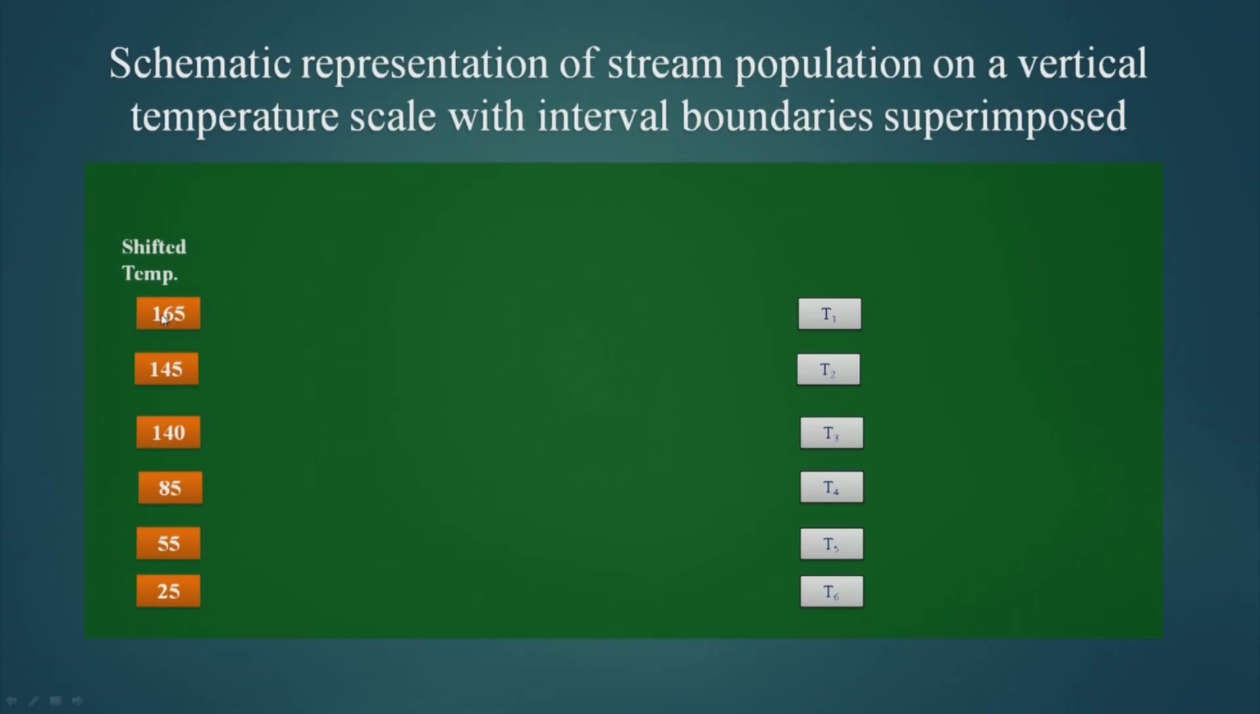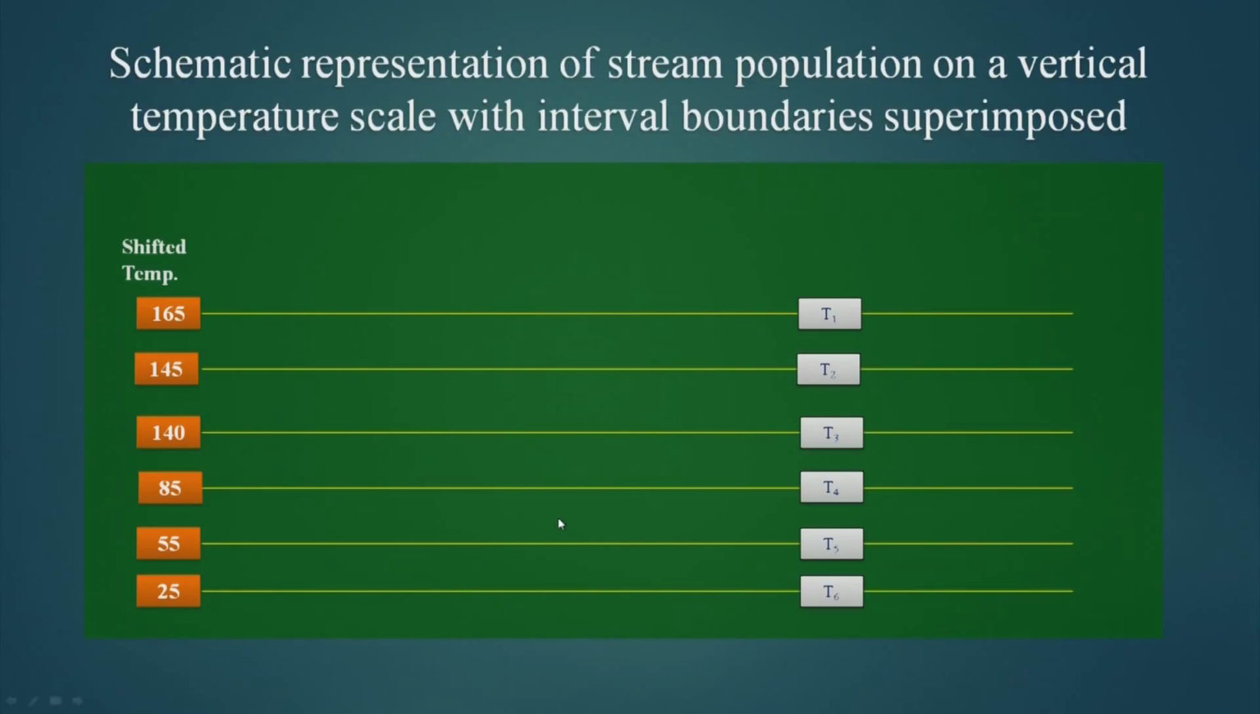So, these are the shifted temperatures which are put in order from highest to lowest, and these are the temperature intervals, interval number 1, 2, 3, 4, 5 and 6. These are the temperature levels basically T 1, T 2, T 3, T 4, T 5, T 6.